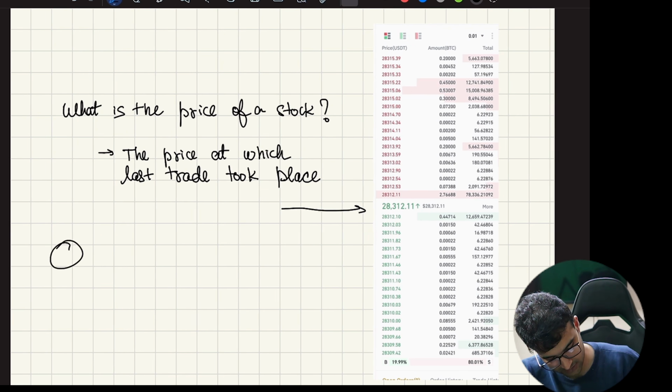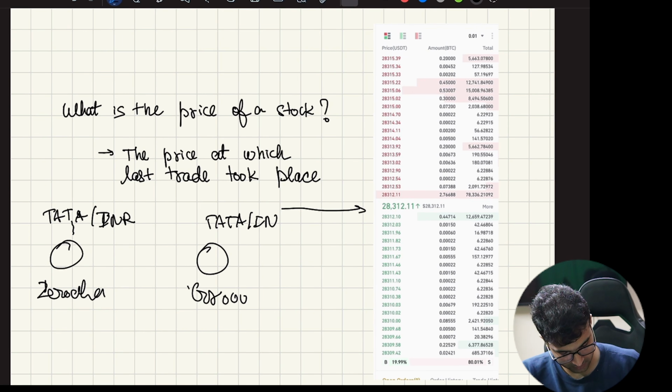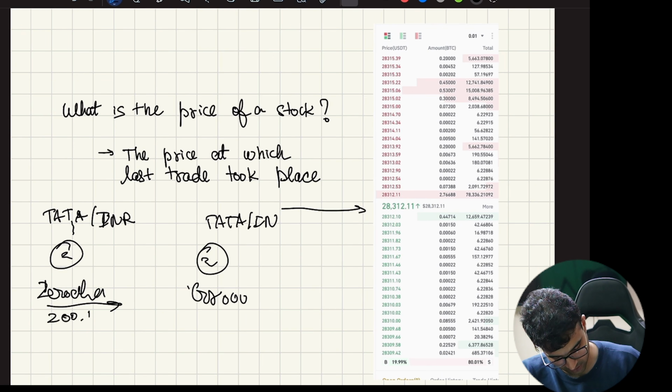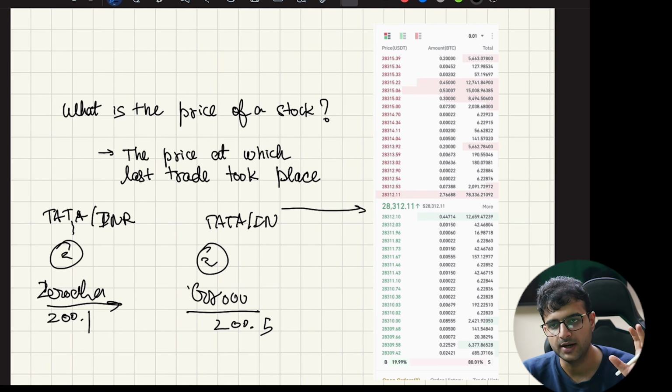There are multiple exchanges all around the world. There is Zerodha, there is Grow, let's say, and both of them have their own Tata INR market. They have their own separate order books, and Zerodha's price will be the last order at which they were able to match an order, which means, let's say, 200.1 rupees. And Grow might be like, bro, on our order book, the last order that happened at 200.5, let's say. So different exchanges could have different prices of a certain asset.